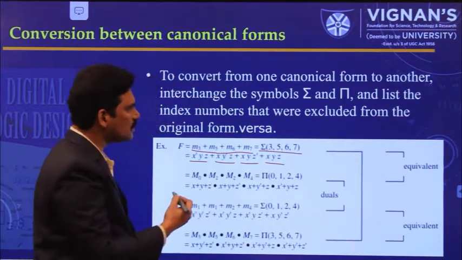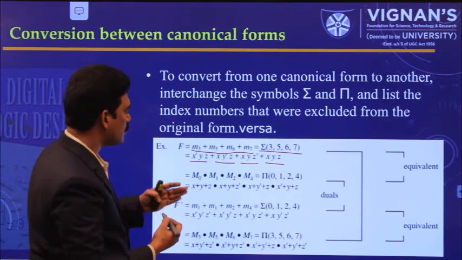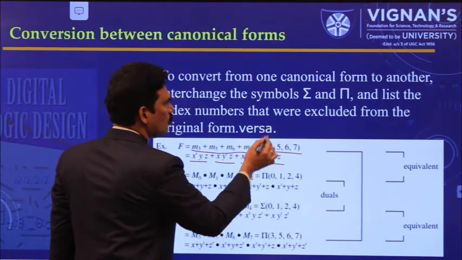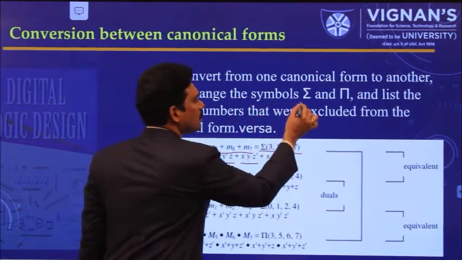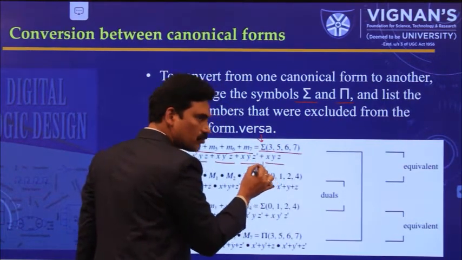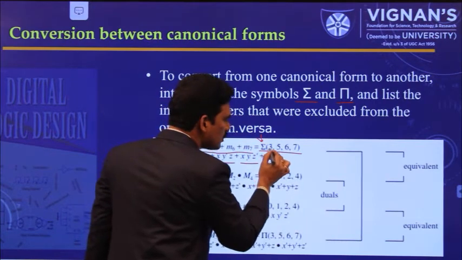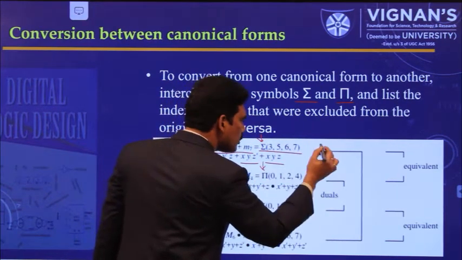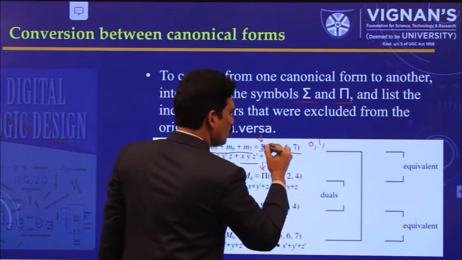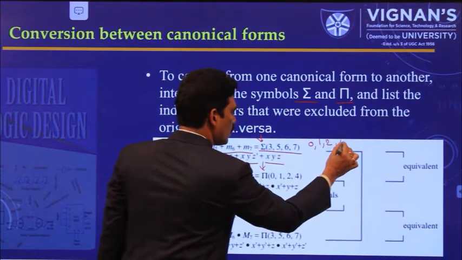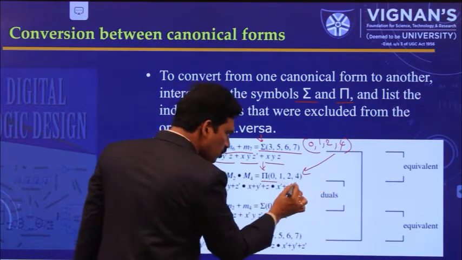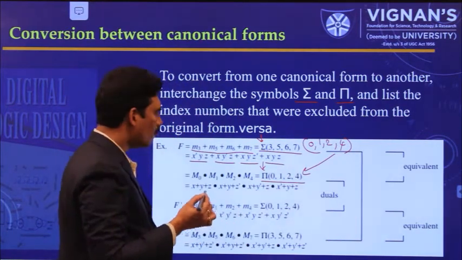Now, how to convert this into product of max terms? What are the remaining terms, the excluded terms? Interchange the symbols sigma and pi. Suppose the sigma is converted to pi. The terms present are 3, 5, 6, 7. What are the remaining terms? 0 is not there, 1 is not there, 2 is not there, and 4 is not there. So I am going to use those four, that is pi of 0, 1, 2, 4.